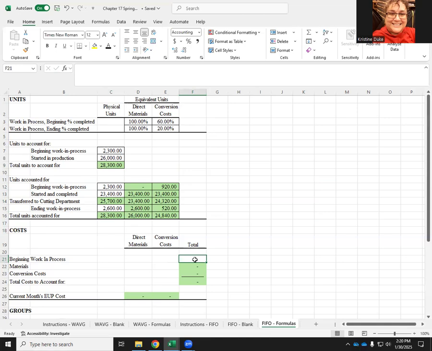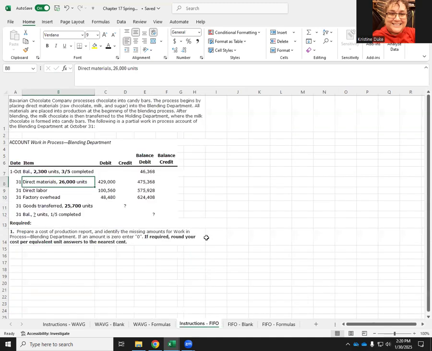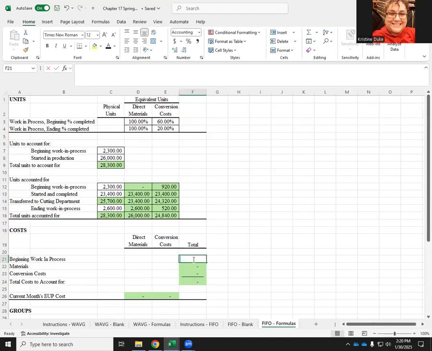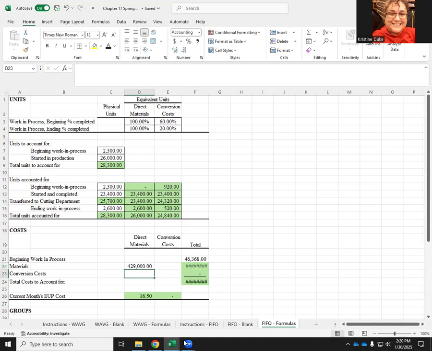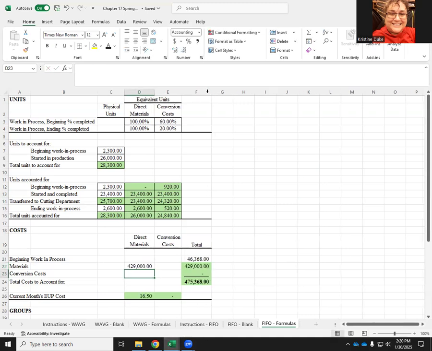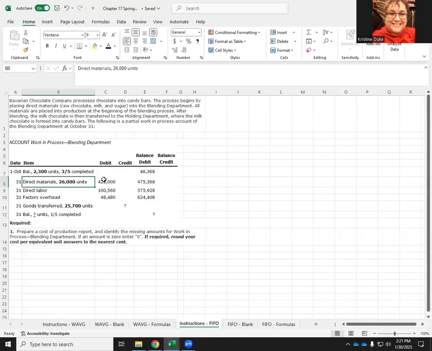Okay, and beginning work in process. We had what? I'm going to look at the paper. Yeah, I'm going to go to my paper, 46,368. Okay, I got that in the instructions right here, 46,368. Okay, look at that, beautiful. Materials, how much materials did I add? Well, according to this, we added 429,000. Where did I get that 429? Well, I got it from the instructions, right there.